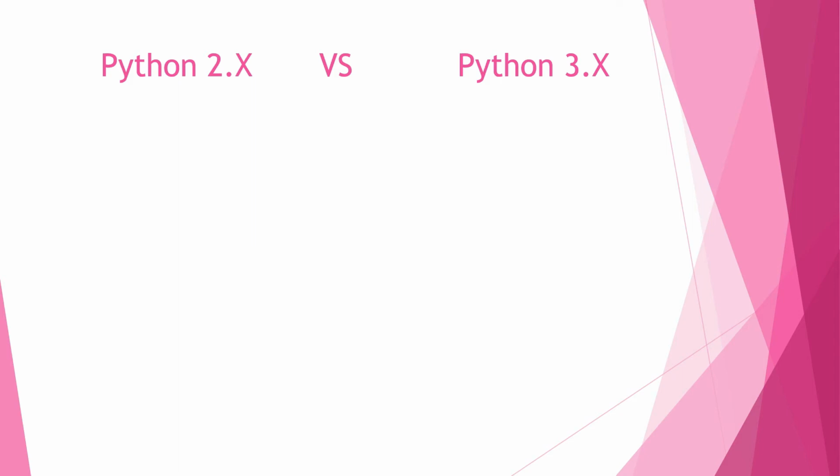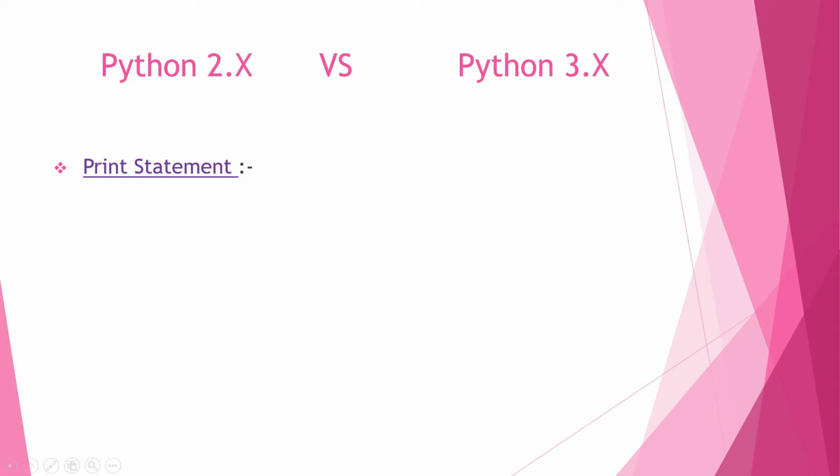So guys, in this video we will learn the difference between Python 2 and Python 3. Here the X is a version, like in Python 3, 3.1, 3.2, and currently we are using 3.8.2. So the first difference is the print statement.